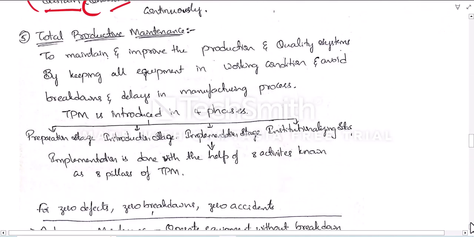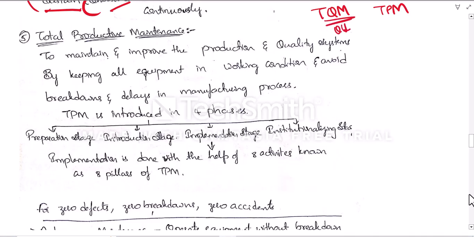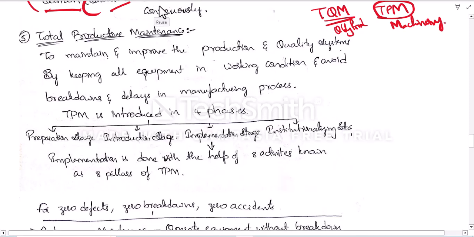Next is total productive maintenance. There is total quality management and total productive maintenance. Quality management is for quality products, this is for output, whereas total productive maintenance is for machinery. In order to avoid breakdowns, defects and accidents, we have to maintain our production units neatly, in working condition.